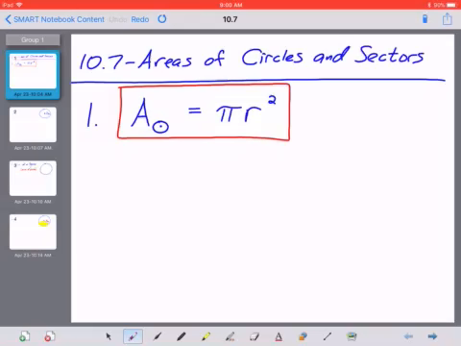Okay, Geometry AB, we're going to do a short and sweet section of notes today on Chapter 10, Section 7, Areas of Circles and Sectors.